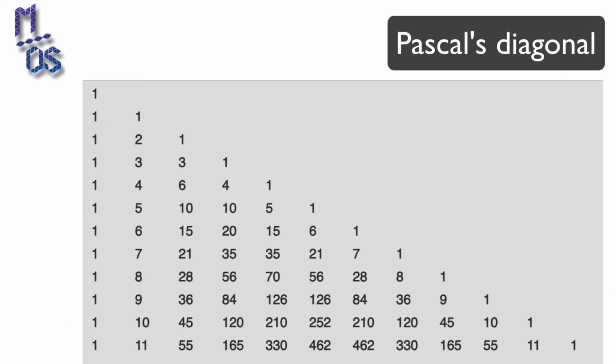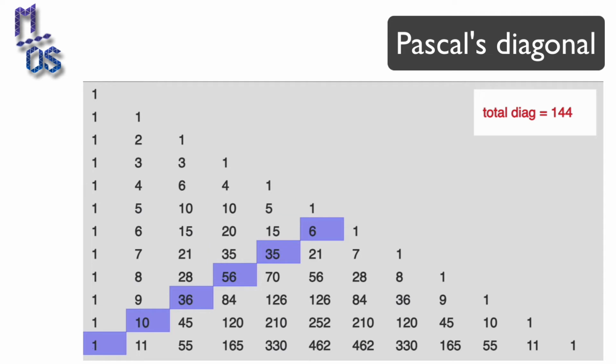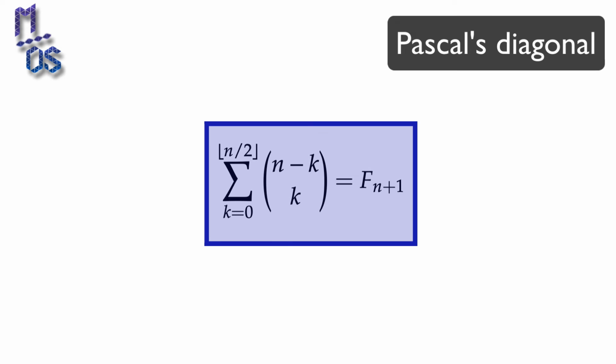Now look at this. If you add the binomial coefficients along any ascending diagonal, then here's what you get: 1, 2, 3, 5, 8, 13, 21, etc. As you can see, those calculations produce the Fibonacci numbers. In symbolic notation, the sum from k equals 0 to floor of n over 2 of (n minus k choose k) is equal to f sub n plus 1. It's a very good exercise to prove this in full generality.